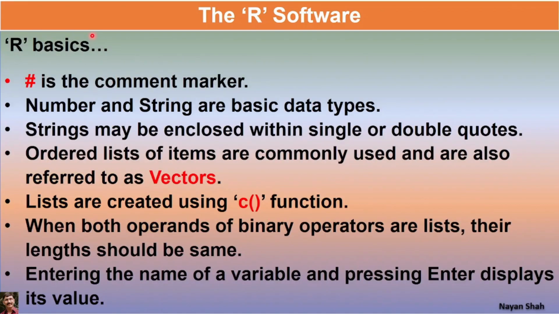The basics of R. Now before we see the screen of R software, let us see the basics of R. Hash is the comment marker. So if you want to write a comment in R software, we use the symbol hash. Now remember, we come across many different types of comments in different software, right from HTML to now, last is R software. So let me just highlight all those comments so that you can remember how comments are written in different software.